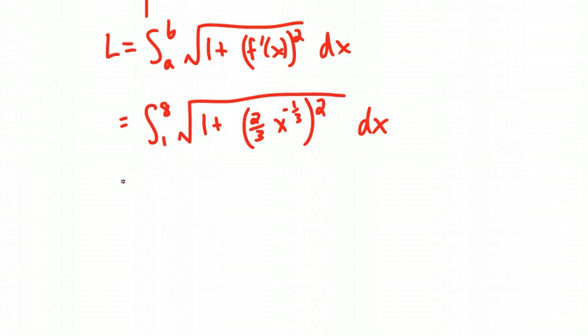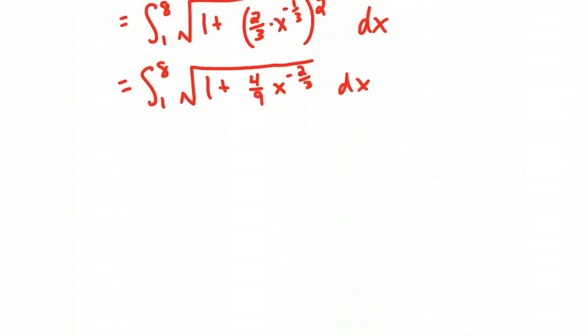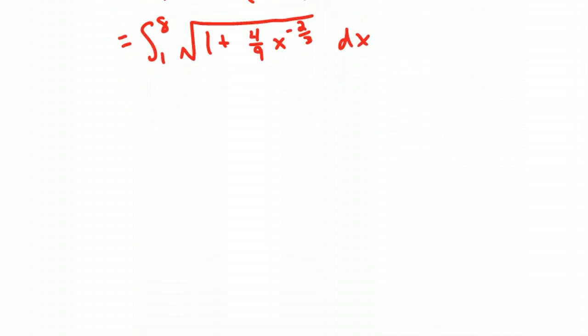You get negative 1/3. Now let's square the term underneath the square root. If we square 2/3, we get 4/9. And if we square x to the negative 1/3, we get x to the negative 2/3, since we multiply negative 1/3 times 2. Now here we have an integral where it's not quite so obvious how to evaluate it. It's almost a little mysterious.